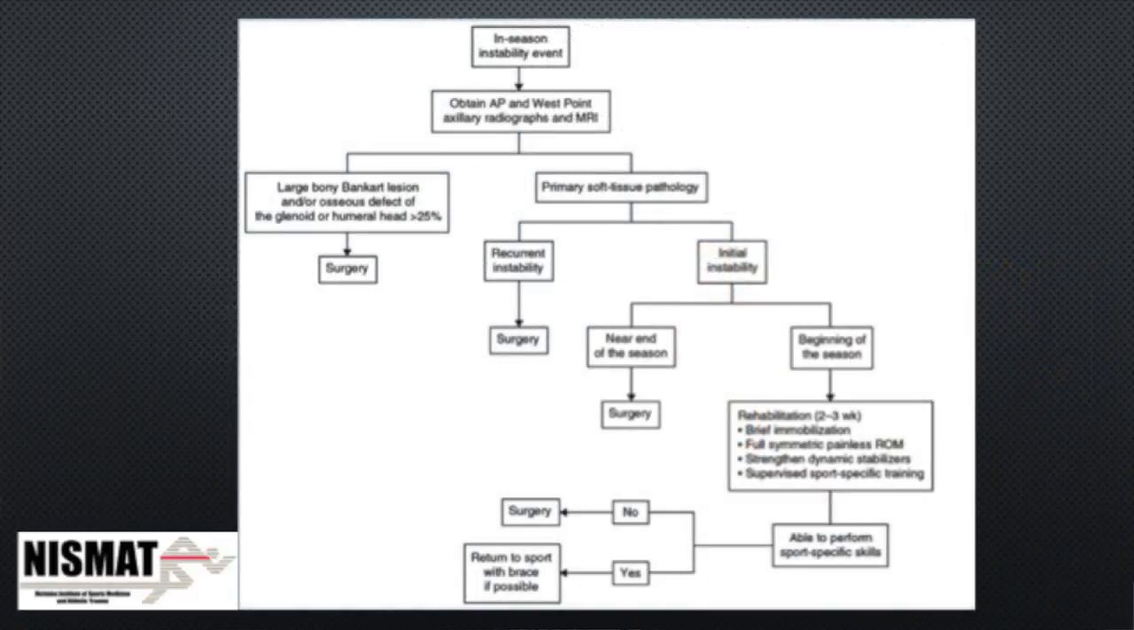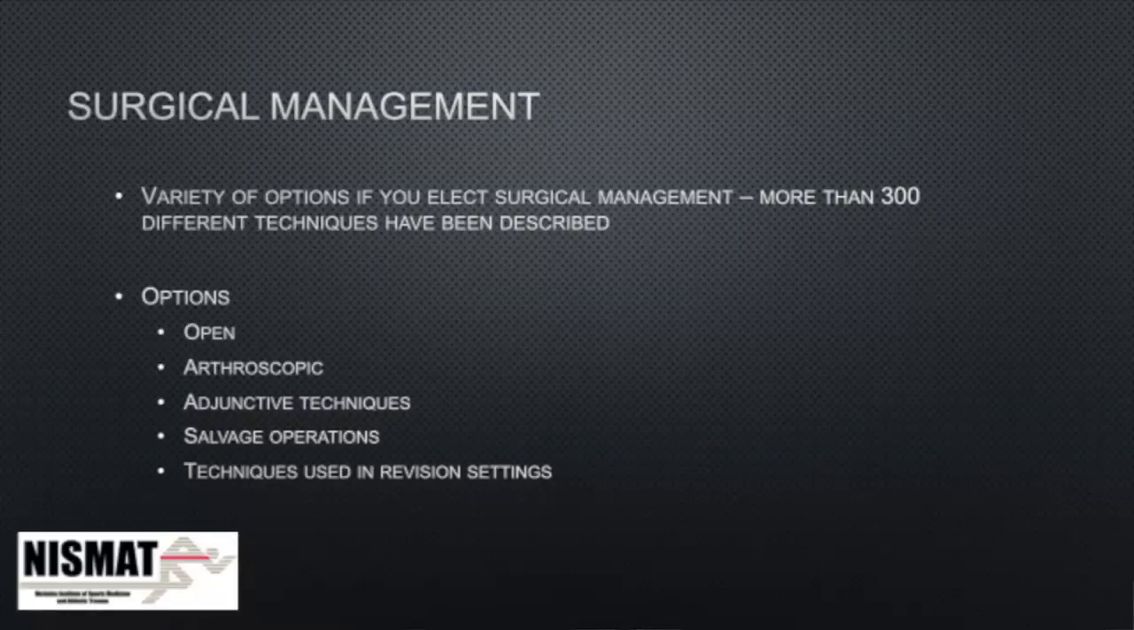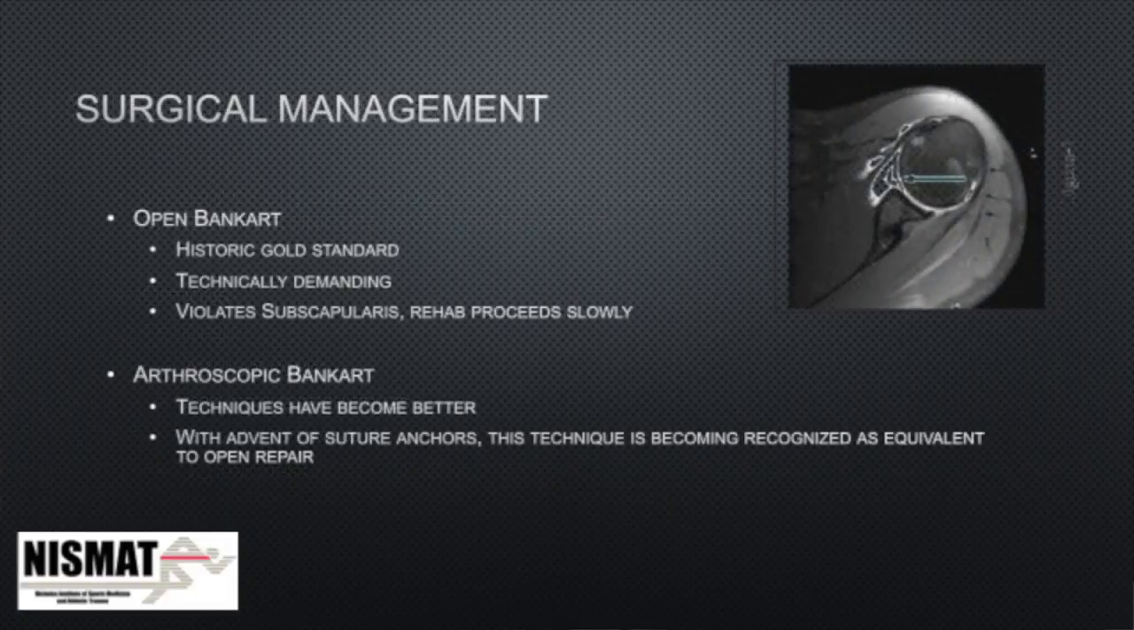So now let's go to the criteria if you do operate on them. Surgical management can be done in many different ways. We talked about arthroscopic and open techniques. There are newer techniques throughout and around. The most important thing you want to do is fix the Bankart. We can do it surgically now through arthroscopic techniques.